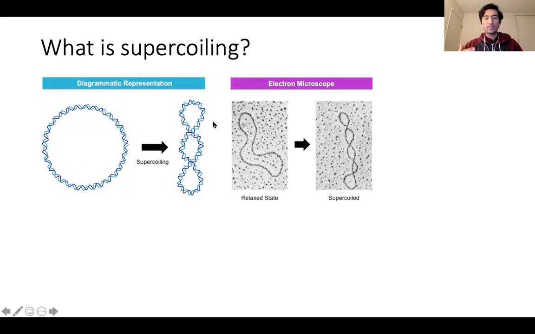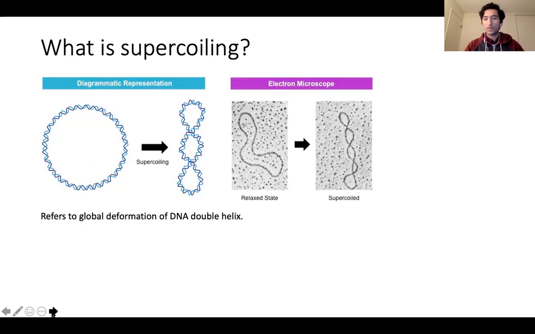Supercoiling is not just when a circular piece of DNA or any piece of DNA happens to fold on itself, but it's actually because there's strain imposed on the DNA molecule as a whole that forces it to adopt this conformation. And if you were to actually observe this happening in vivo inside of a prokaryote like a bacteria, this is typically what it would look like.